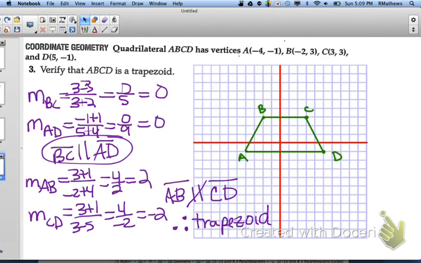As you look at number 4, then you're asked if it's an isosceles trapezoid. And so what you want to do is look at, we know that BC and AD are the parallel sides, so they're the bases. So you're going to compare using the distance formula AB and CD to see if they have the same measure, and if they do, it is an isosceles trapezoid.